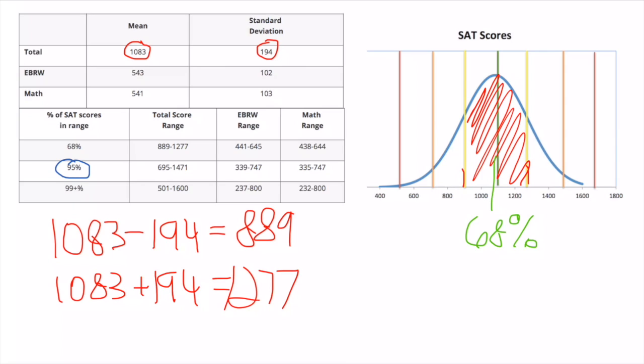95% of people fall within 2 standard deviations, so between 695 and 1471. Again, all I did was subtract another 194 and add another 194. So between here and here would account for 95% of people. And then everything else out here would account for everyone else, but that's 3 standard deviations away, and that's only about 1% of people.